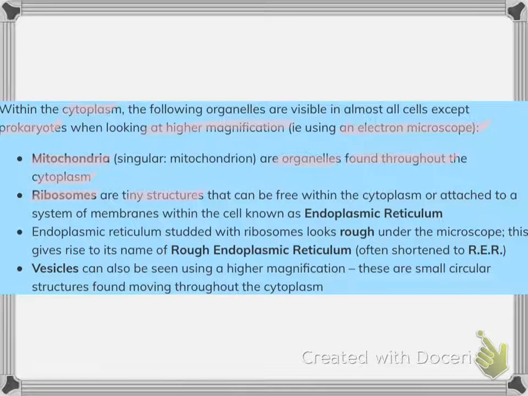So they can be anywhere, or they could be attached to a system of membranes within the cell known as endoplasmic reticulum. And let's see what endoplasmic reticulum is. So these are studded with the ribosomes, and they look rough under the microscope, and this gives the name rough endoplasmic reticulum. And another thing is vesicles. Vesicles can be seen using a higher magnification, maybe through an electron microscope. These are small circular structures, and they are found moving throughout the cytoplasm.